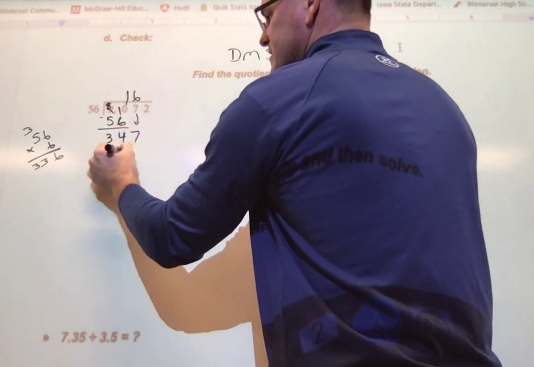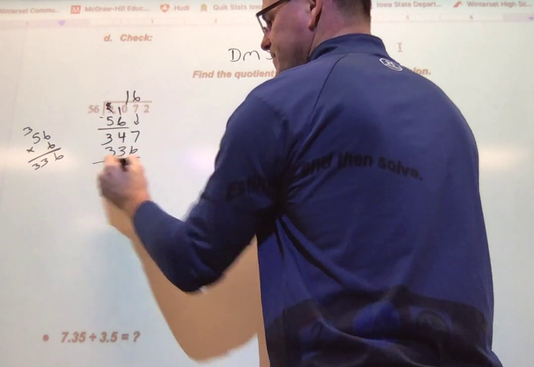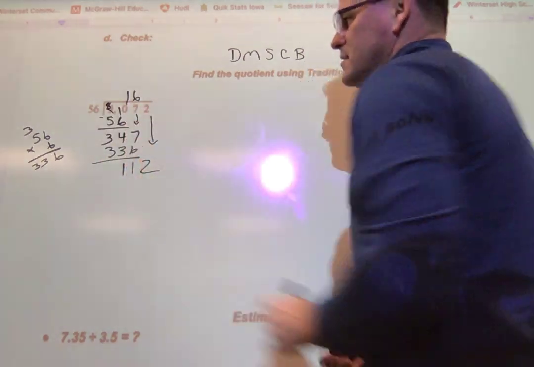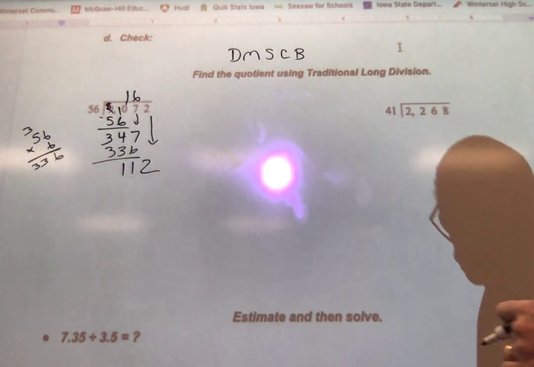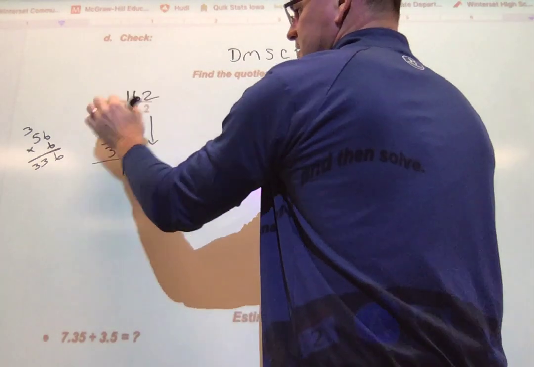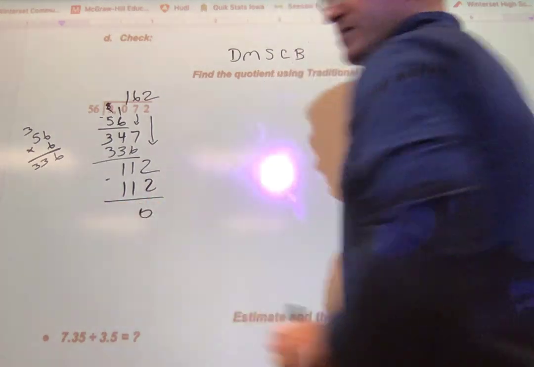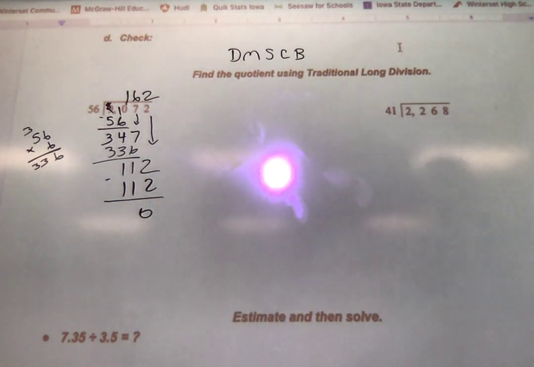And that was 336. Now I subtract again. You get 11, which is definitely less. Now I can bring down the 2, and I can see I can get two groups of 56, because 56 times 2 is 112. This one comes out with no remainder, nothing left over, so the answer is 162.